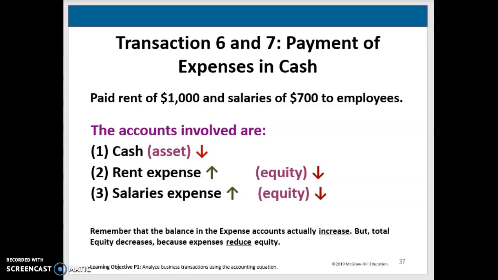We have 2 different expenses though, and we have to make sure that we classify them under those 2 different categories. So we're going to record rent expense. The amount of rent expense went up and the amount of salaries expense went up. Remember, the expense account itself is increasing. But because expenses deduct from equity, our overall equity is going to be reduced. And I'll show you how that works.